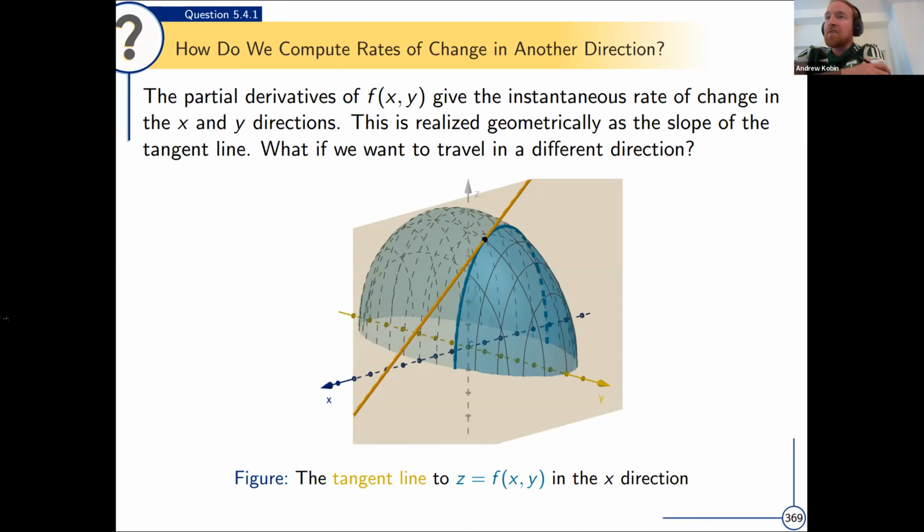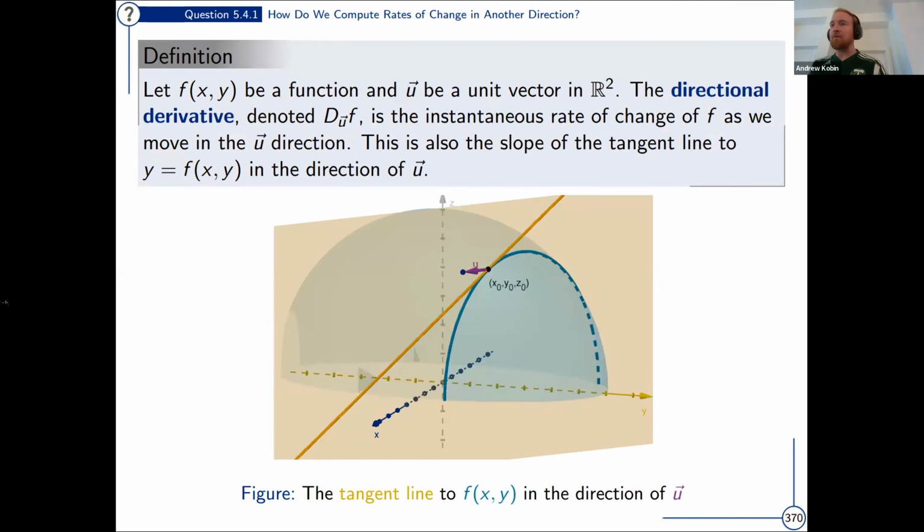Geometrically, slopes of tangent lines could happen in any direction, and in fact, all possible slopes of tangent lines will be described by the slopes of lines lying in the tangent plane to the surface, which we learned about last chapter. So if we want to travel in a different direction than parallel to one of the x or y axes, we want a numerical or algebraic way of computing that rate of change, and this is done using directional derivatives. We're going to define directional derivatives for a function of 2 variables x and y, but this definition actually works more generally. We'll talk about this a few slides later.